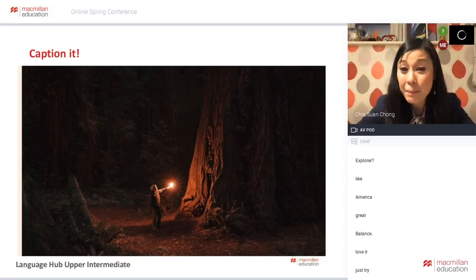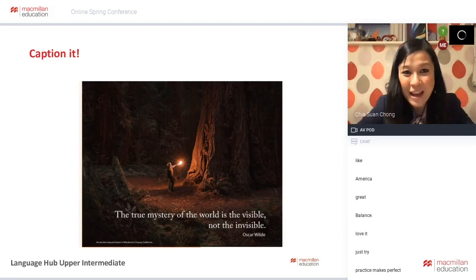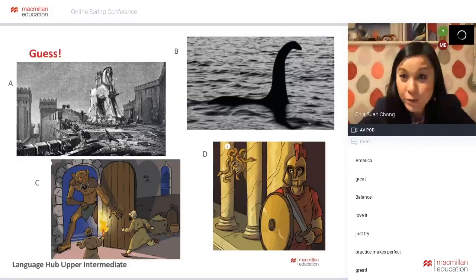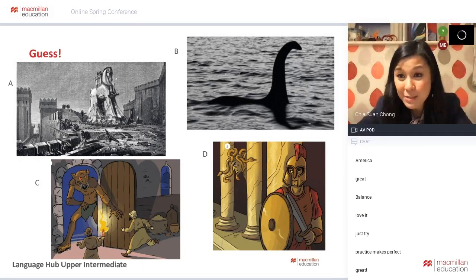Here's another one from the upper intermediate book. And we have, the true mystery of the world is the visible, not the invisible. And in this unit, there are some really interesting use of photographs. So the upper intermediate unit, we've got these different photos of famous myths. You could turn it into a quiz. Guess, what myths are they?